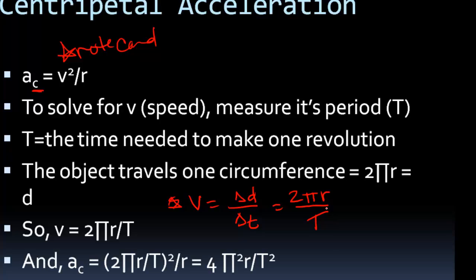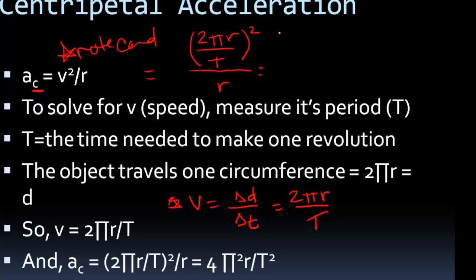So if we take that and put it back into our acceleration equation, we know that acceleration is equal to v squared over r, which is the radius. So let's take our rearranged velocity equation, 2 pi r over T. I know I need to square that, and that goes over my r. Okay, so now let's square some things.